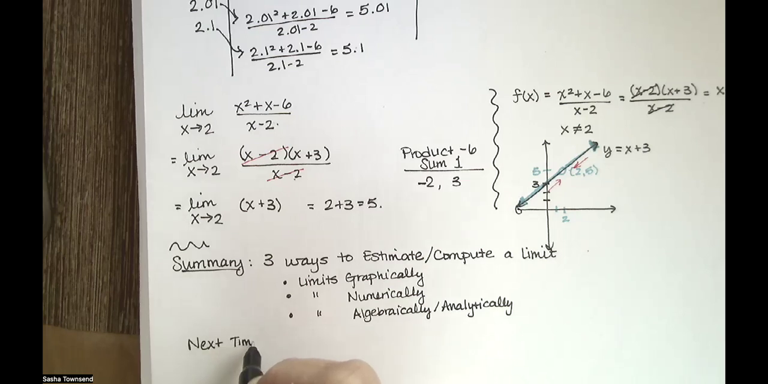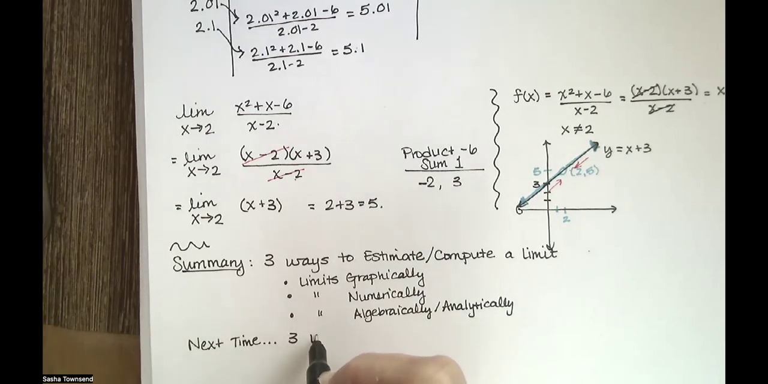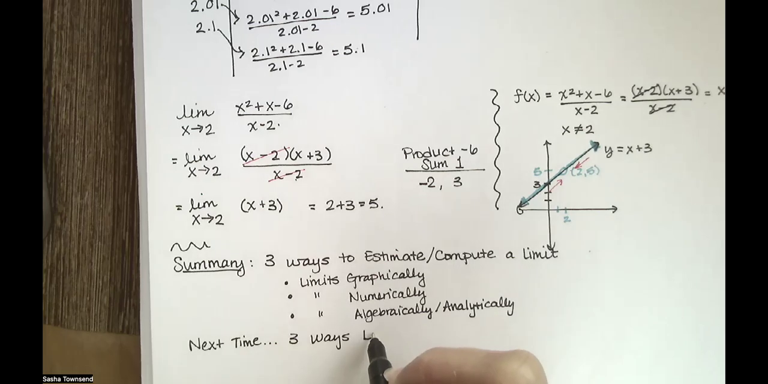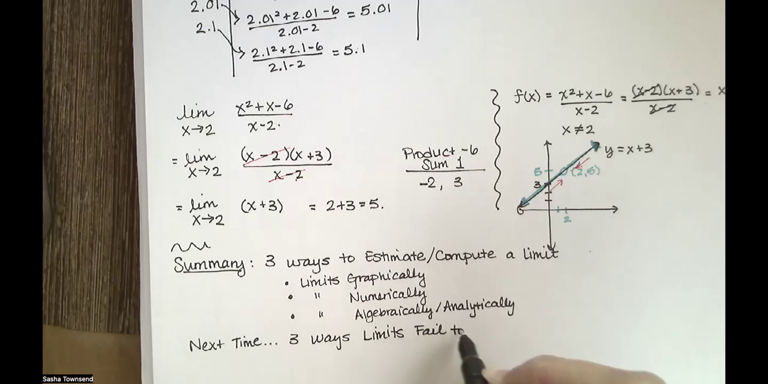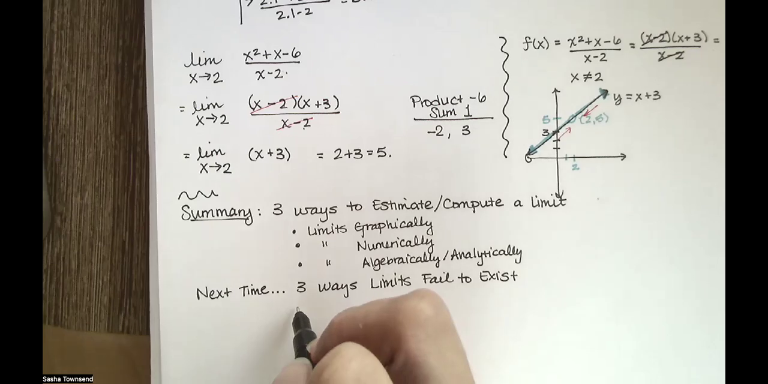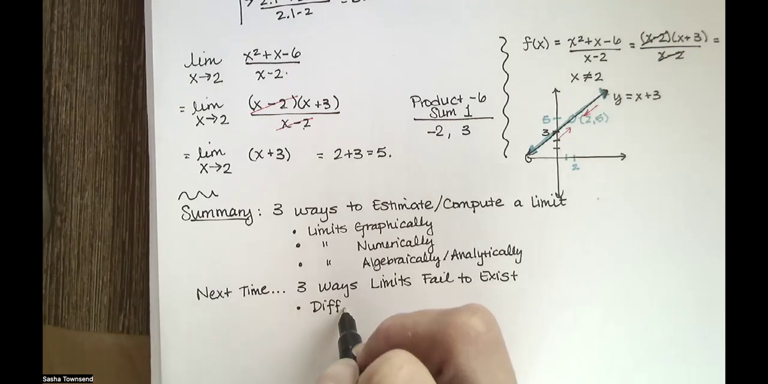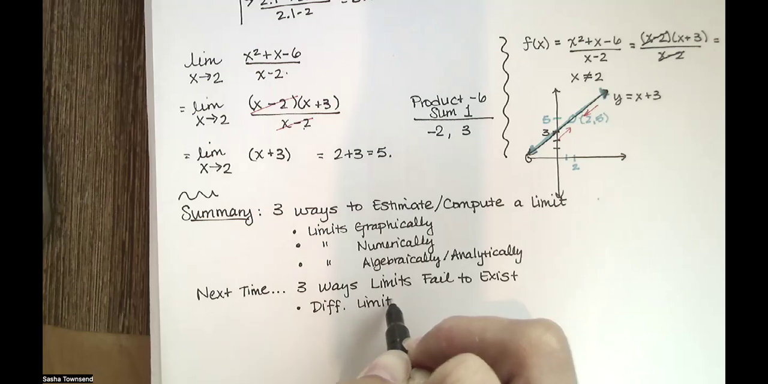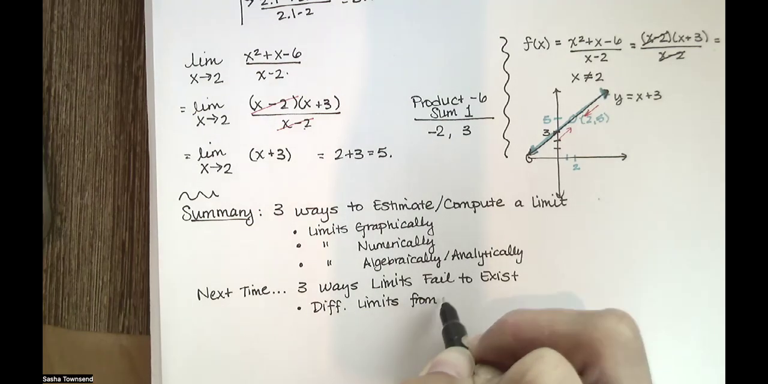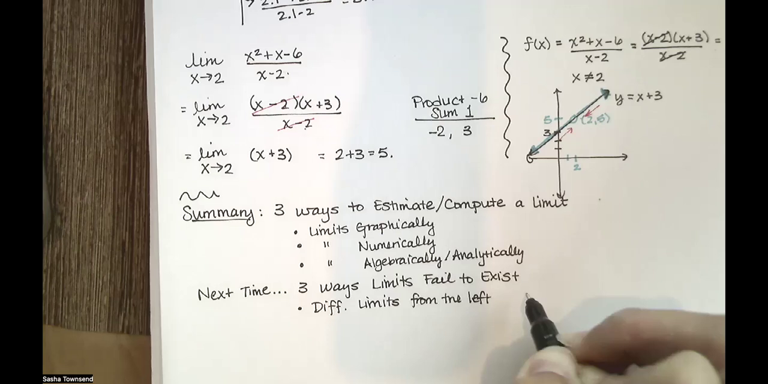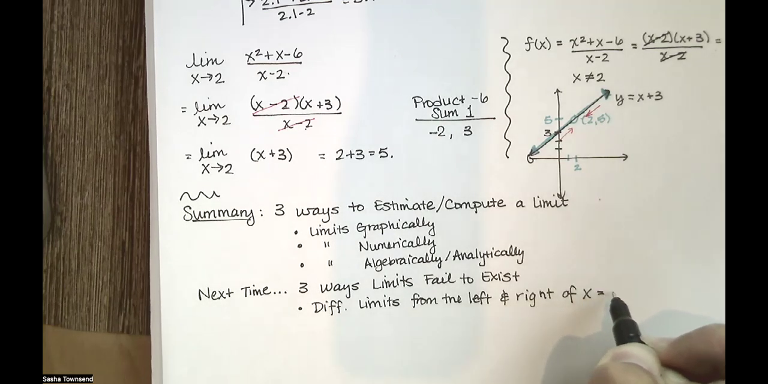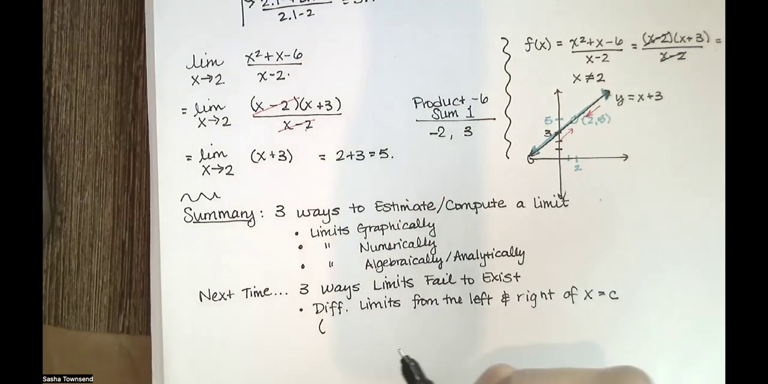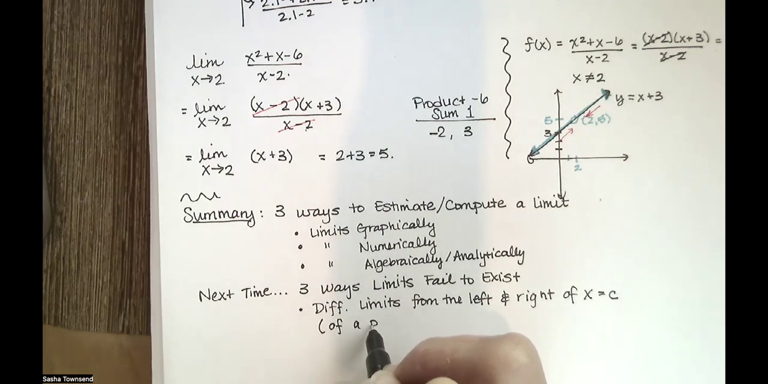Next time, we're going to talk about 3 ways that limits fail to exist. We've already talked about one of them. So you might have different limits from the left and the right of some value. And of course, we're talking about different limits of a particular function f of x.